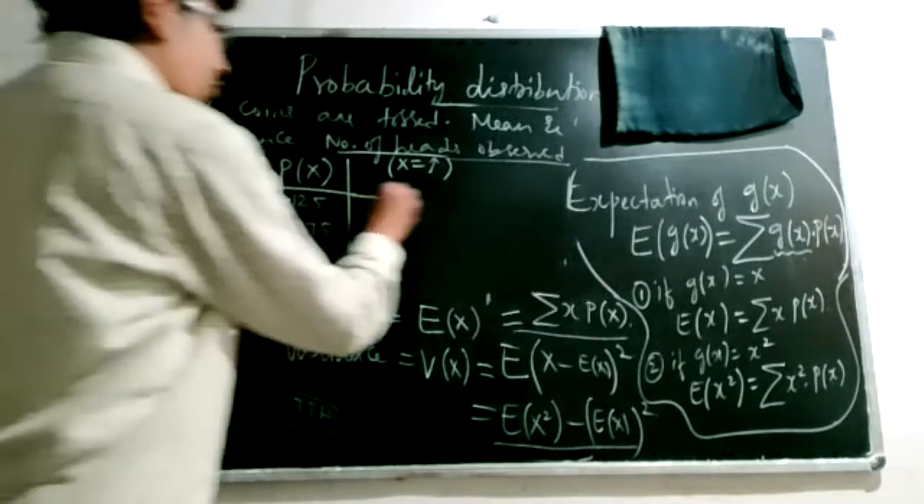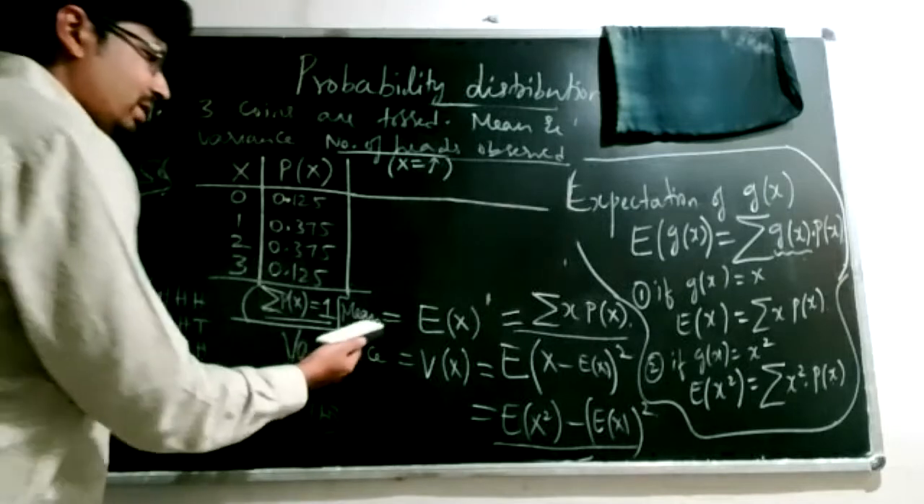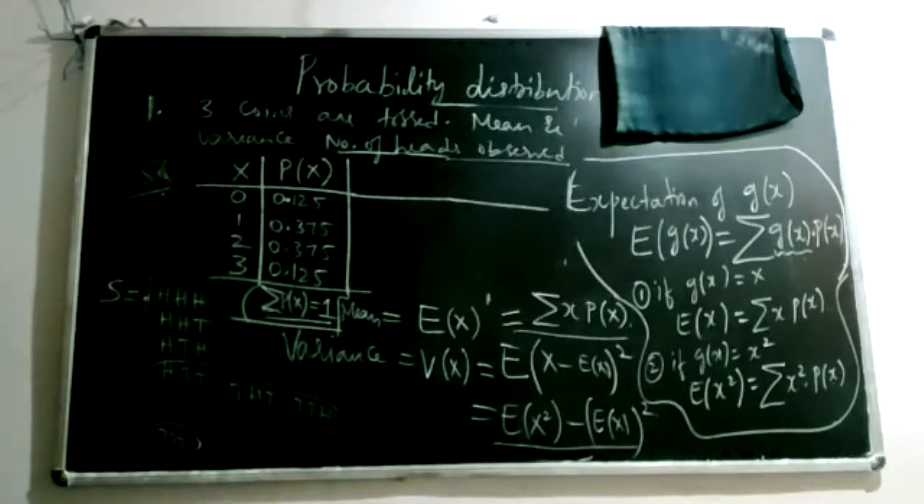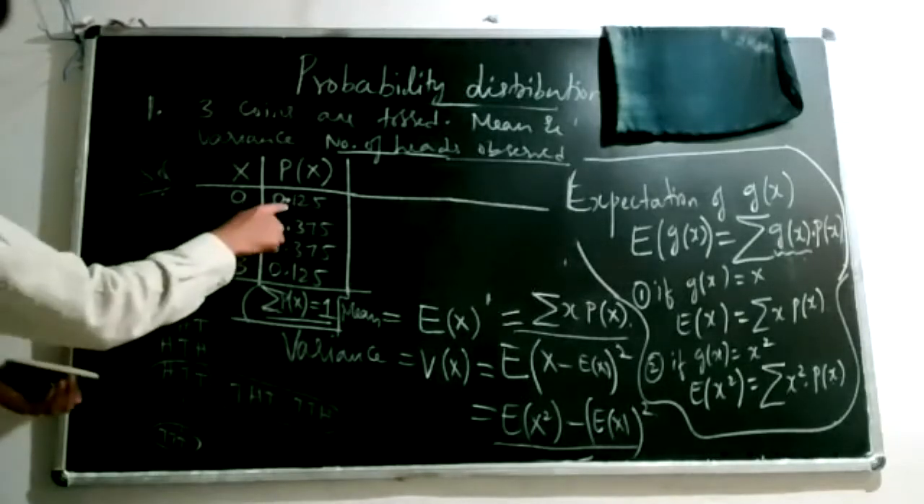Now for this, we have to obtain the values of mean and variance, and the formula for mean is P of x is equal to, yes? Sir, kindly repeat P of x. P of x is probability.